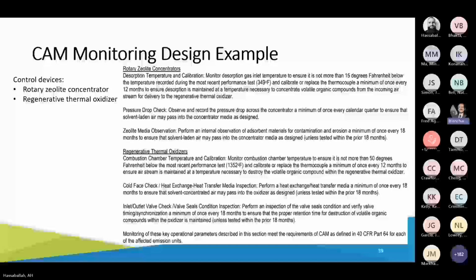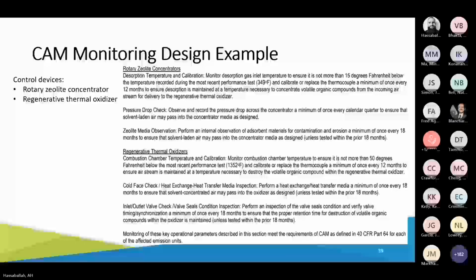With regards to the indicator ranges, I think this is specifically showing that these indicator ranges are based on the most recent performance test, and there's a limit of 15 degrees below for the rotary zeolite concentrator or 50 degrees for the thermal oxidizer. And also the physical media inspections, just to make sure that the control device is operating and functioning properly.